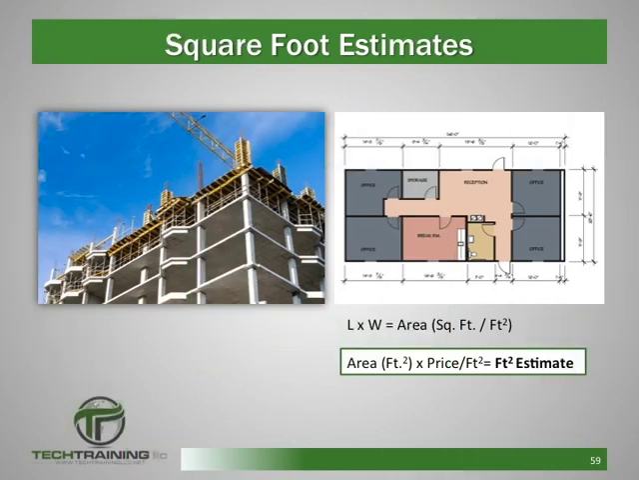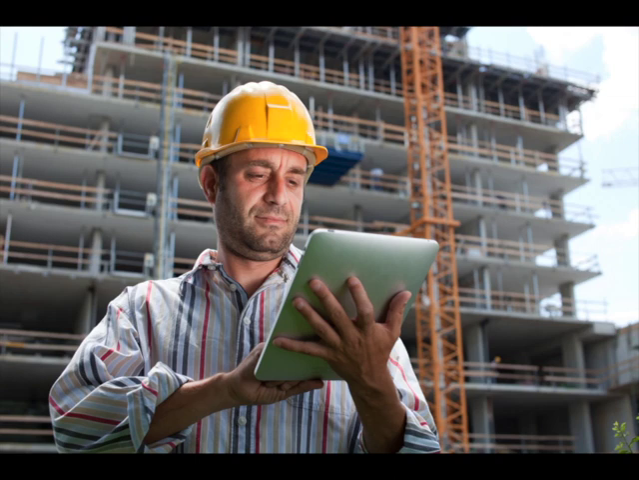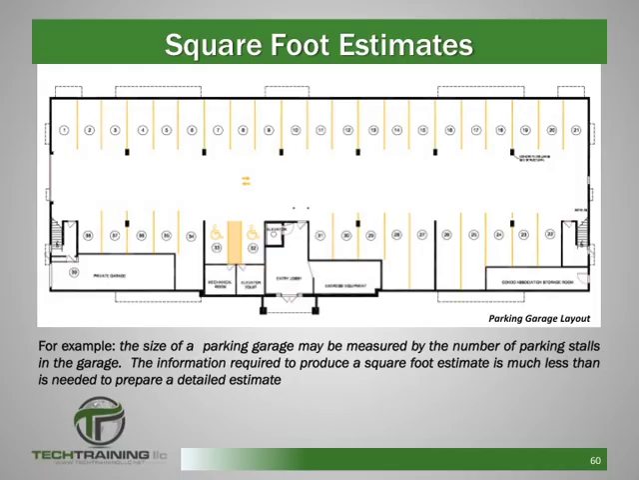Square foot estimates are prepared by multiplying the square footage of a proposed building by the cost per square foot of a previously completed building, or using some other form of historical cost data. This value is then adjusted to compensate for differences in the building's height, length, perimeter, and other factors. In some cases, a unit other than square footage is used as a means to measure the size of the building. As an example, the size of a parking garage may be measured by the number of parking spots in the garage.